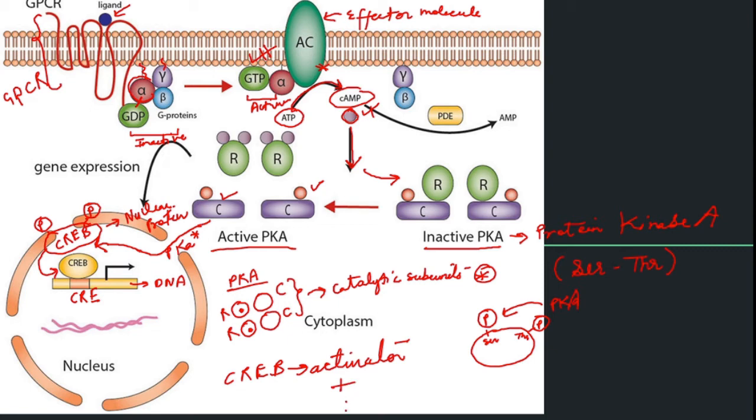It binds to the promoter, which is known as CRE, cyclic AMP response element, and then it expresses the genes for the cyclic AMP response element, right? So this is right.